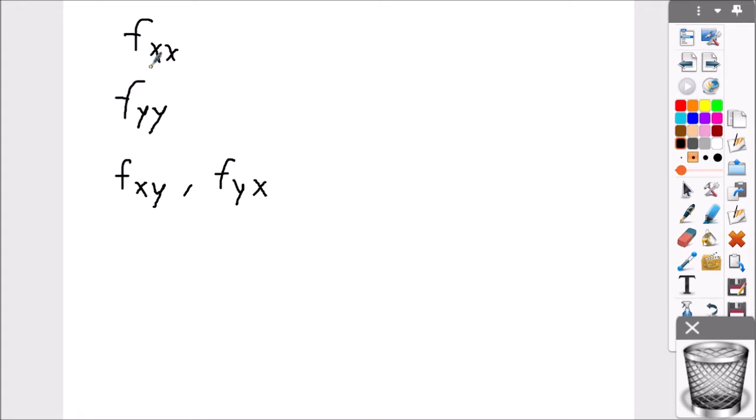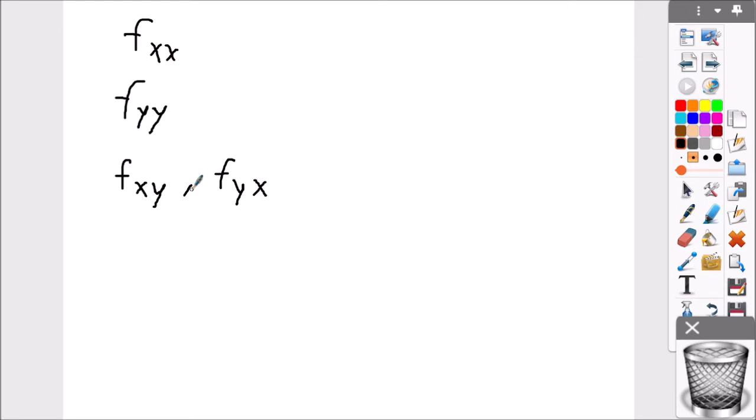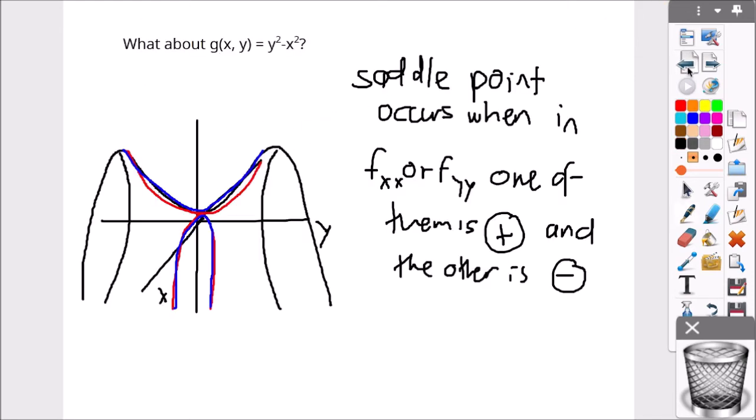F sub xx determines the concavity in the x direction. F sub yy determines the concavity in the y direction. Now, what does f sub xy and f sub yx do? It doesn't really determine concavity. It determines the change of f sub x in the y direction. So if we go back here, let's do f sub yx in this case. As we change y, how does the slope with respect to x change? That is what we're trying to find.